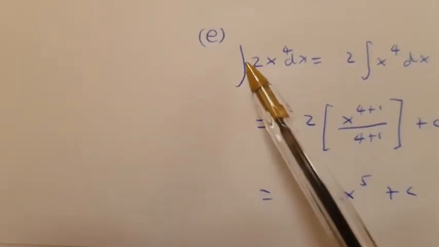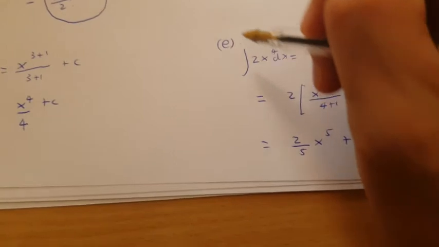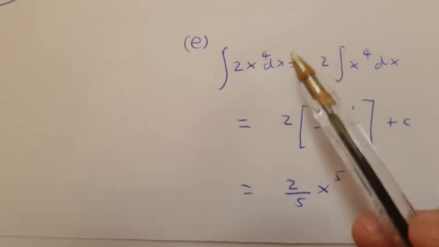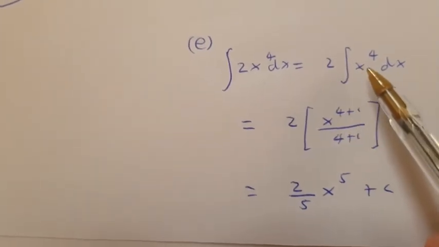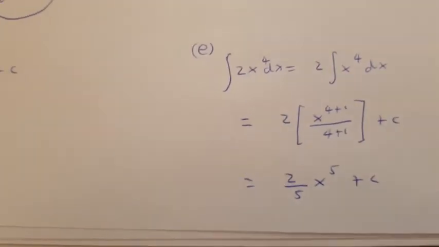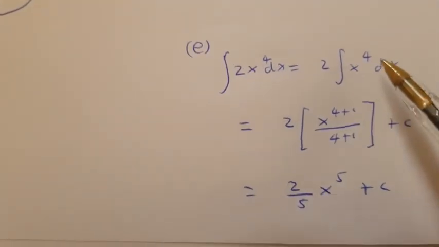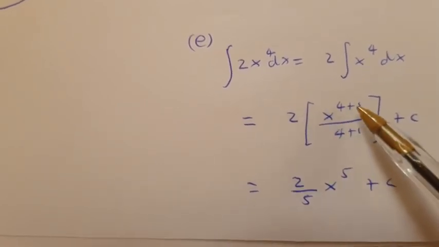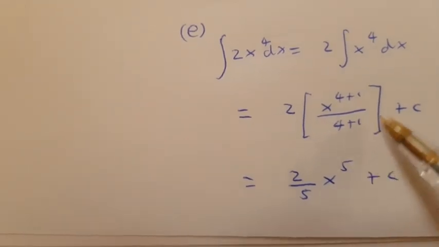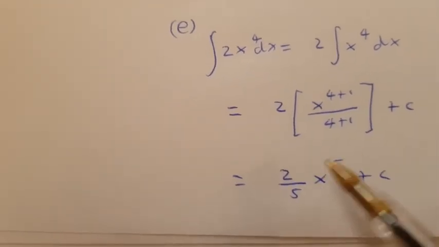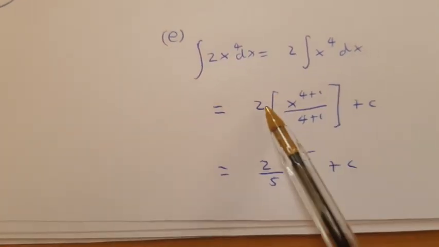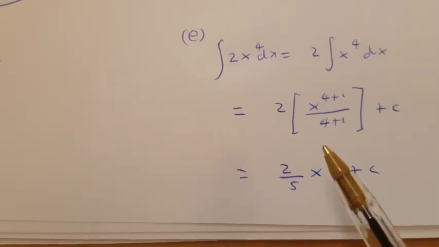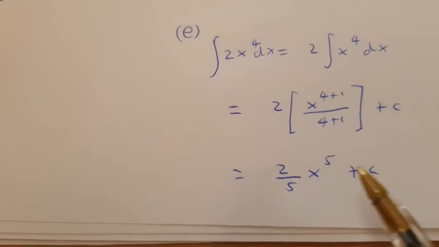Now moving on to part E. So part E, we are integrating 2x to the 4 with respect to x, which is equal to, I've just taken 2 out, 2 times the integral of x to the power of 4 with respect to x. So we do 2 times x to the 4 plus 1, so that's n plus 1. I'm dividing it by the bottom bit again, and then we're adding c at the end. Okay. Notice how I'm not timesing c by 2. Then work it out at the end. We end up with 2 over 5, x to the 5 plus c.